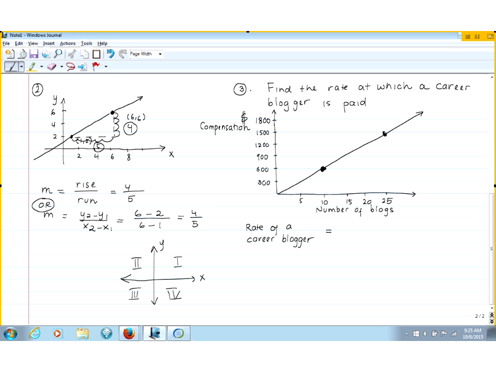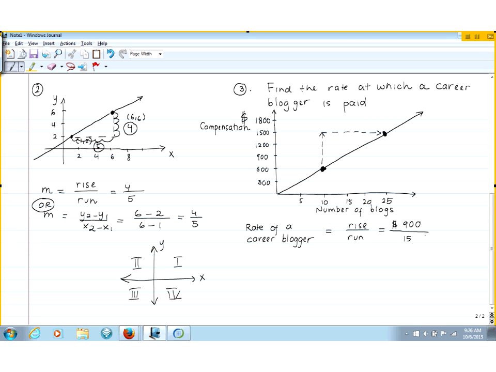So, what is the rate of a career blogger? How do I answer this? Rise over run, or y2 minus y1. Maybe it's easier for you to see if I use this one. So what is the rise here? So rise over run. What is it? 900, yeah, so $900, is that right? And what about the run? What is it? 15, yes.